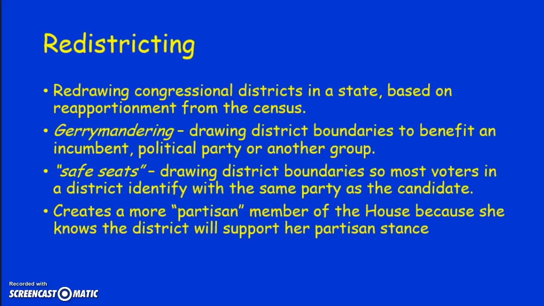Redistricting creates more partisan members of the House because the member of the House knows the district will support her partisan stance. And when we say partisan stance, we mean more liberal or more conservative, according to the party.